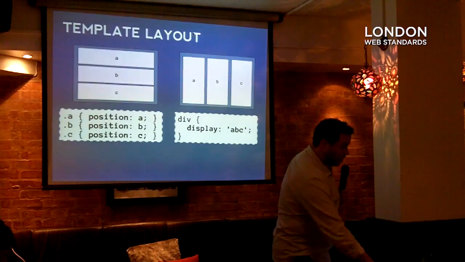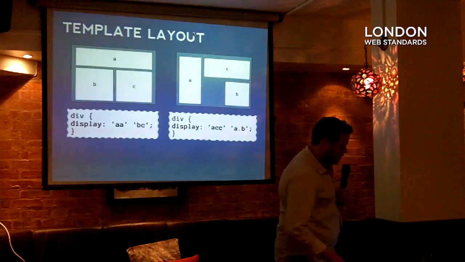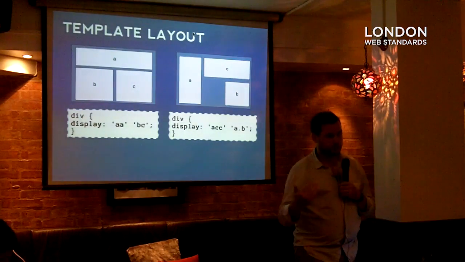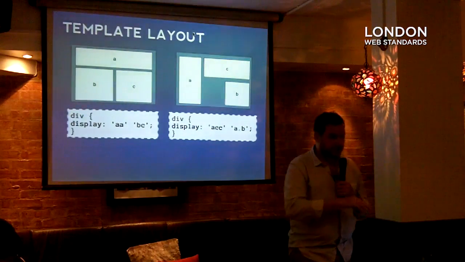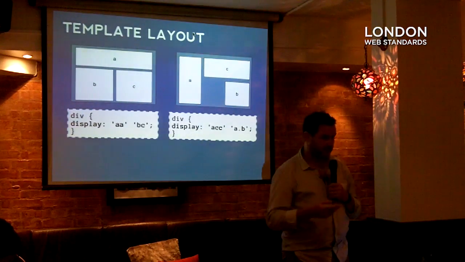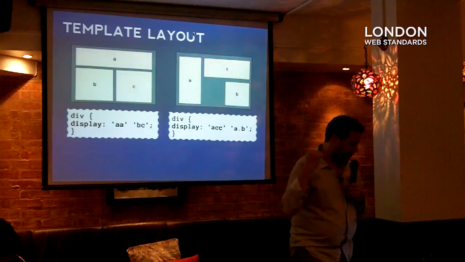Okay, but you can add more than 1 string to it. So you can have 2 strings like this, A, A, B, C. So each string is a row. So in the first row, A spans 2 spaces, and in the second row, B and C have 1 space each. So you get this nice simple layout.